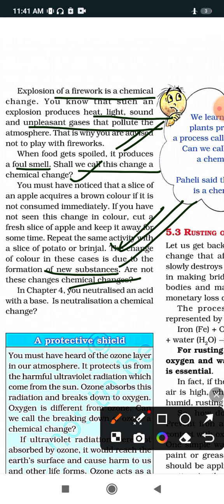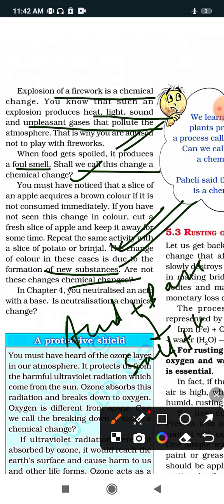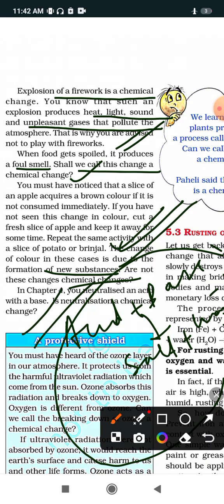हमने चैप्टर 4 में देखा था न्यूट्रलाइजेशन रिएक्शन. ठीक है, एसिड एंड बेस मिलके सॉल्ट एंड वाटर का फॉर्मेशन कर रहा था. सॉल्ट एंड वाटर. क्लियर? सो क्या न्यूट्रलाइजेशन भी केमिकल चेंज है? यस. सो जहाँ भी न्यू सब्सटेंस का फॉर्मेशन हो, बिकॉज यहाँ सॉल्ट एक न्यू सब्सटेंस का फॉर्मेशन हो रहा, तो वो भी एक केमिकल चेंज है.